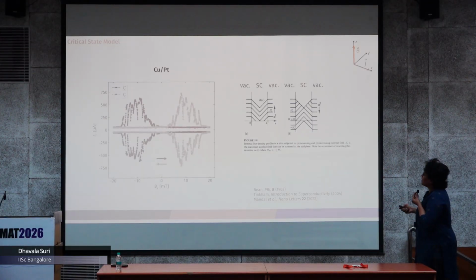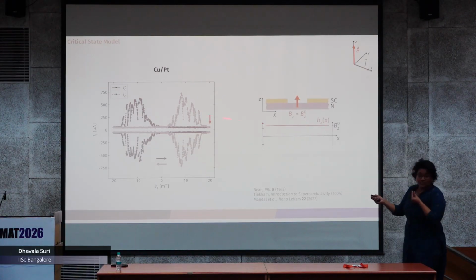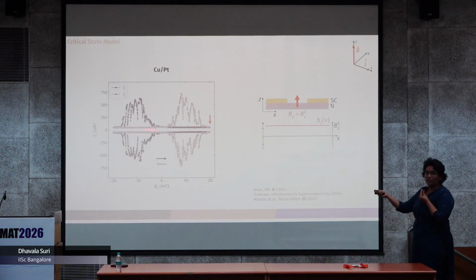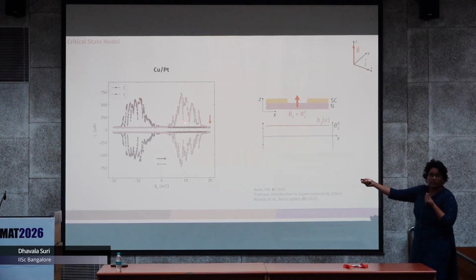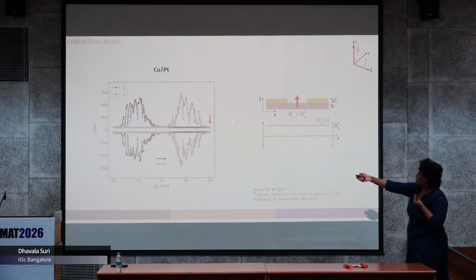So how do we understand that here? Let's try this. You apply an external magnetic field which lies here, and you think that this is the magnetic field you apply, and you are here. Fine, you have broken the critical state and critical field, and this is where you are.